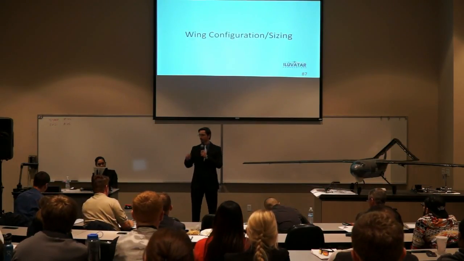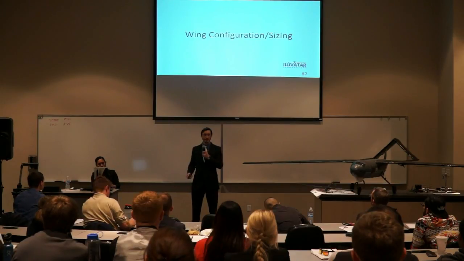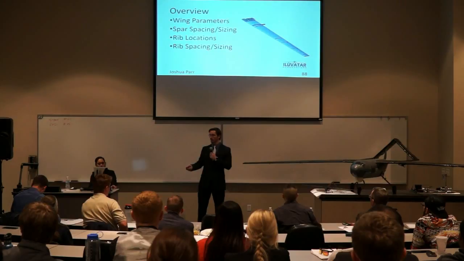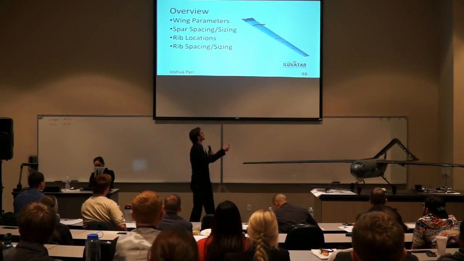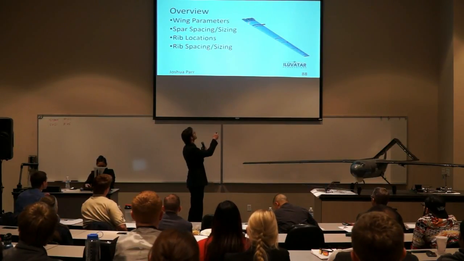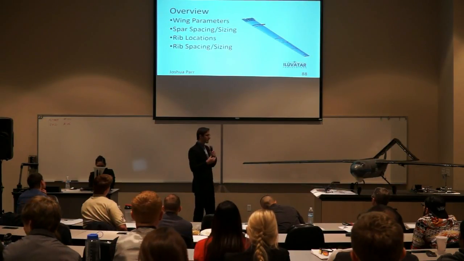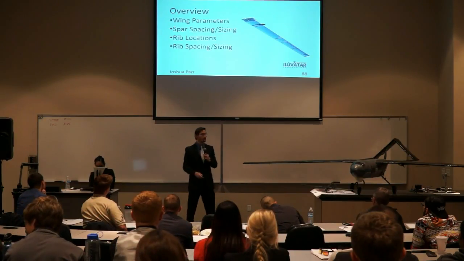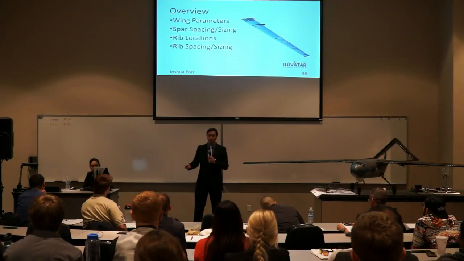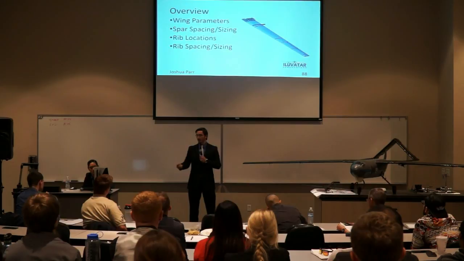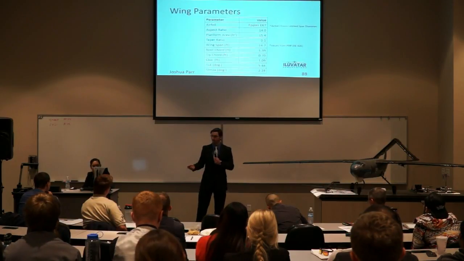Thanks, Andy. So I'll start first with wing configuration and sizing. As you can see, there's our wing here, and then this is more of the internal structure for our wing, which you can see right here. It's important to know that we actually show the wing box ribs, although it's actually part of the fuselage. It's really important for the wing structure to transfer the load from the wing to the fuselage. And I'll be covering briefly the wing parameters, the spar spacing and sizing, which you can't see because it's internal, the rib locations, and the rib spacing and sizing.